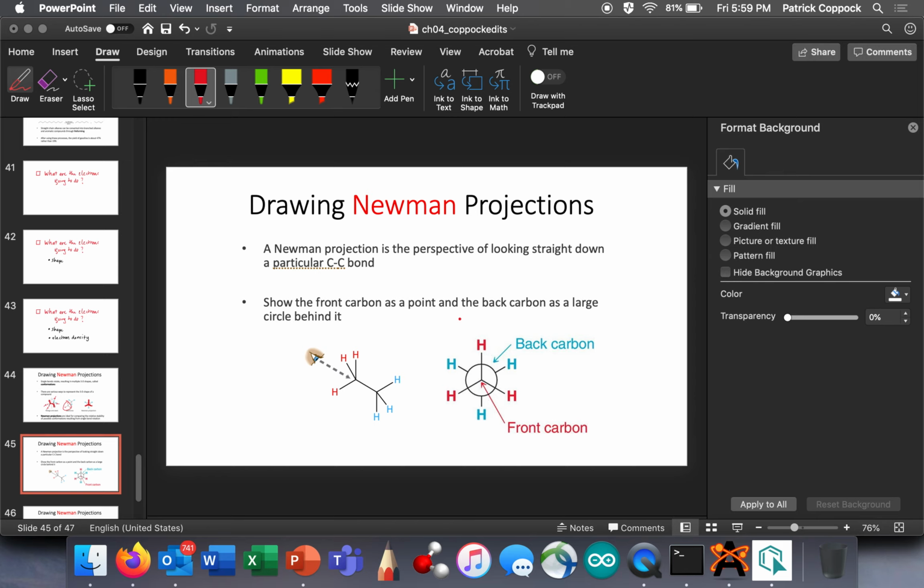All right, so here's how we do it. A Newman projection is as if you're taking your eyeball and you're looking straight down that line, okay? If you're looking down that line, can you see how this person who's looking has a hydrogen going up and another hydrogen in there, right? Those are the three reds that are closer to this person's nose.